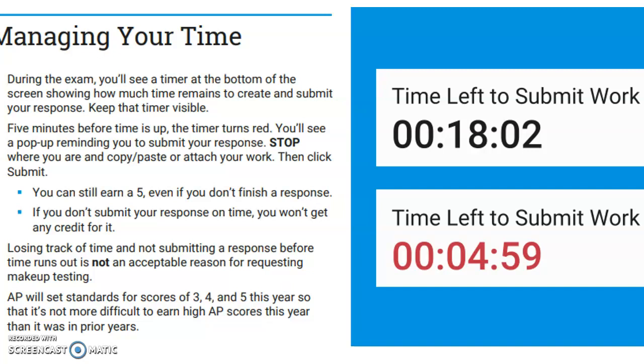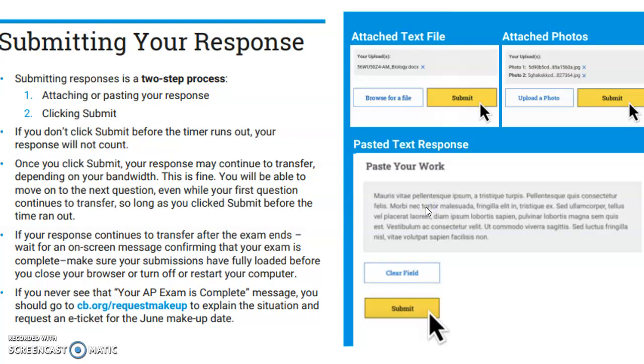Like, oh, I ran out of time and I couldn't submit. Well, tough. You had the time to work on that, okay? AP will set standards for scores of 3, 4, and 5 this year, so it's not more difficult to earn a high AP score this year than it was for prior years.